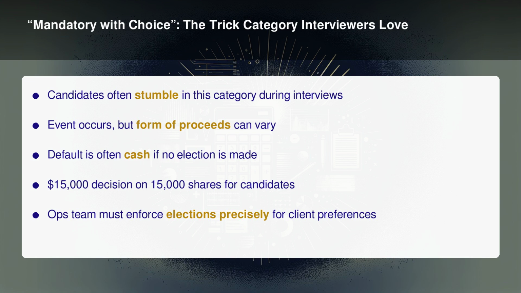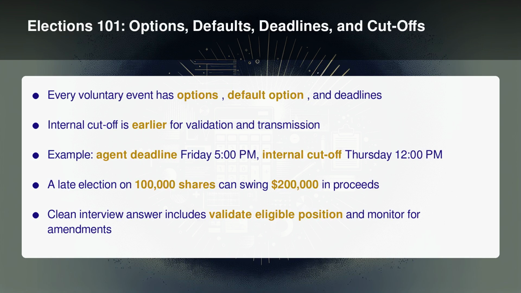Interviewers want you to say, "I'll confirm defaults, election deadlines, and whether there's a proration or discount on stock options." To put this in perspective, one client preferring stock for tax or reinvestment reasons is common, and the ops team must enforce elections precisely. Every voluntary event has options, a default option, a market deadline, a client deadline, and an internal cutoff. The internal cutoff is earlier because instructions must be validated and transmitted.